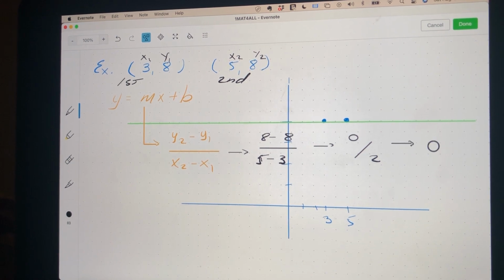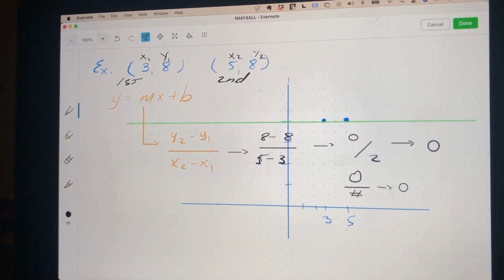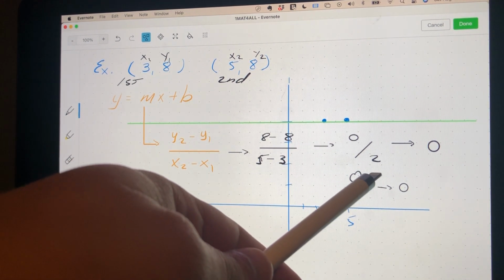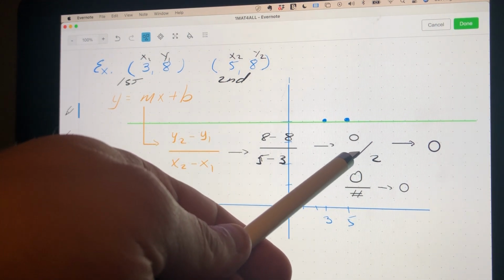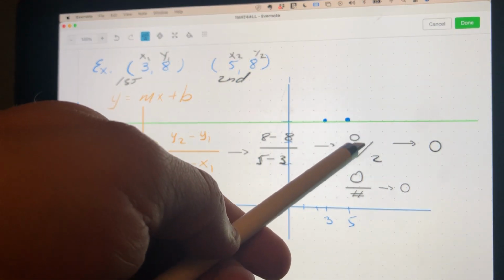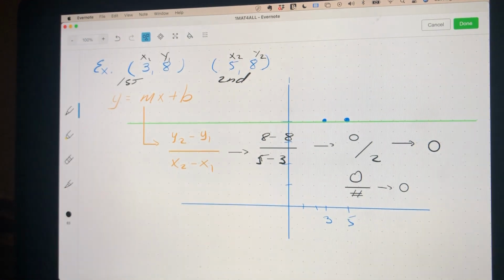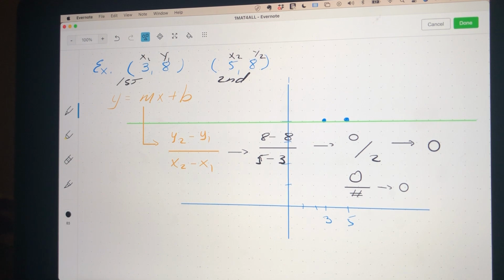Anytime you have 0 divided by whatever number, that is always 0. You can imagine if you have 0 pizzas divided by 2 friends, well, they got nothing because there was nothing to divide to begin with. So any time you divide 0 by a number, the answer is always 0. And that means that the slope for any horizontal line is always going to be 0. So this is a fact that will always be true.